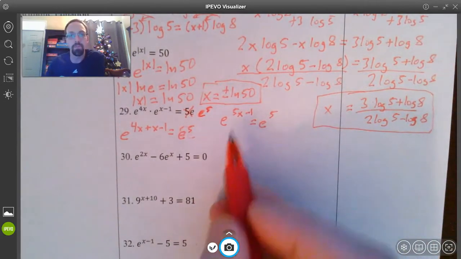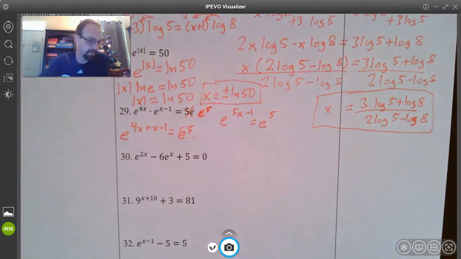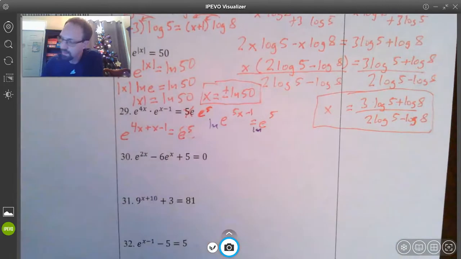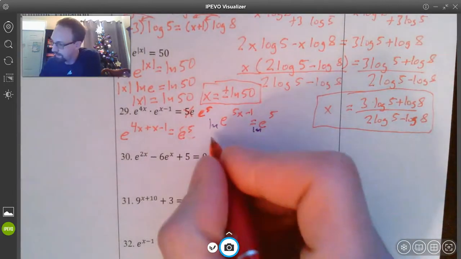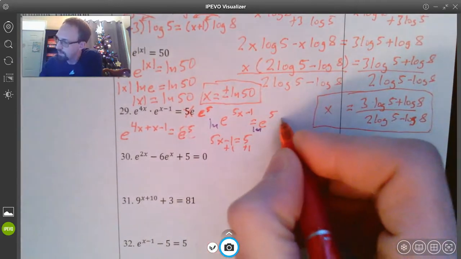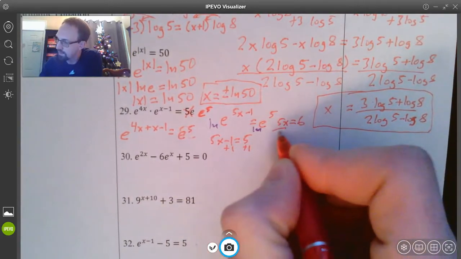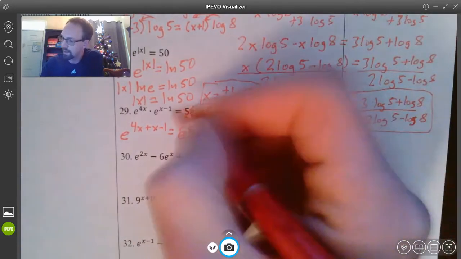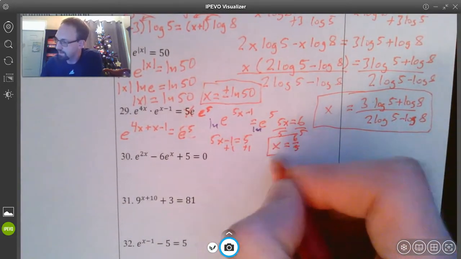And then remember, take the natural log of both sides. What we end up with is 5x minus 1 equals 5. Add 1. 5x equals 6. Divide by 5, we get x equals 6/5. And then again, verify that is in fact the answer.